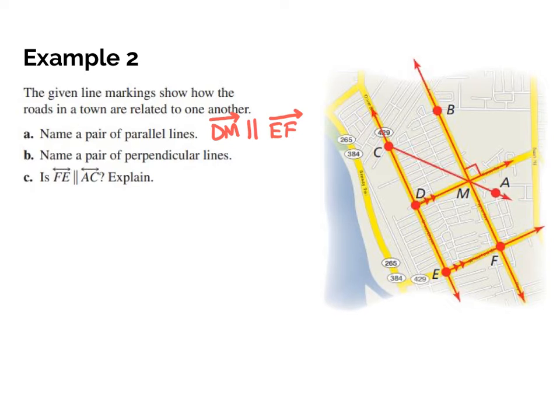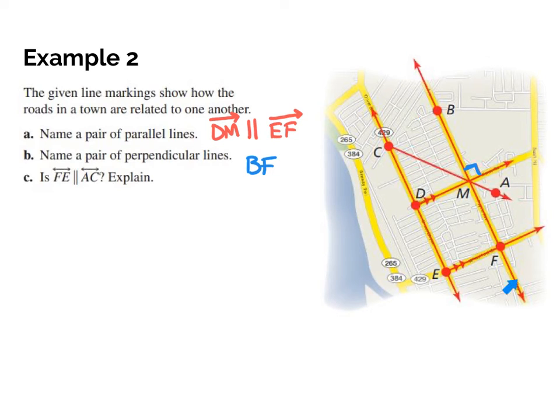Next one in B, it says name a pair of perpendicular lines. So perpendicular lines means they're going to intersect at 90 degrees. So on my diagram, you're going to see that indicated here by that little box. That box is going to represent 90 degrees. So therefore, those two lines that are intersecting at point M are going to be my perpendicular lines. So I can see, for example, it's B to F. Again, there's multiple ways to label that, but B to F would be this line right here.